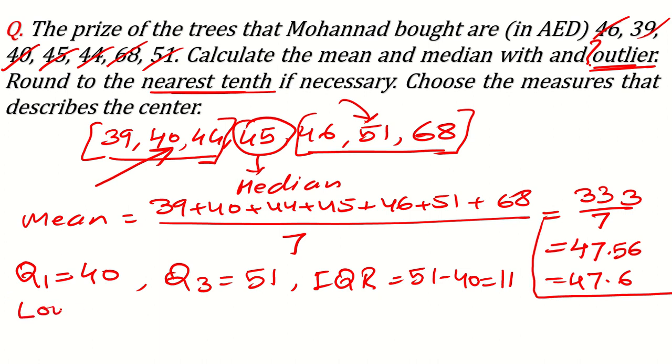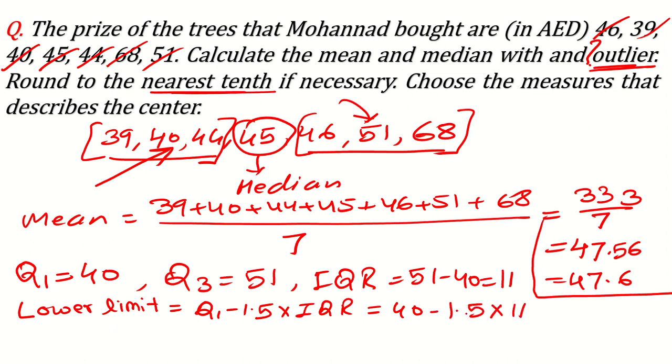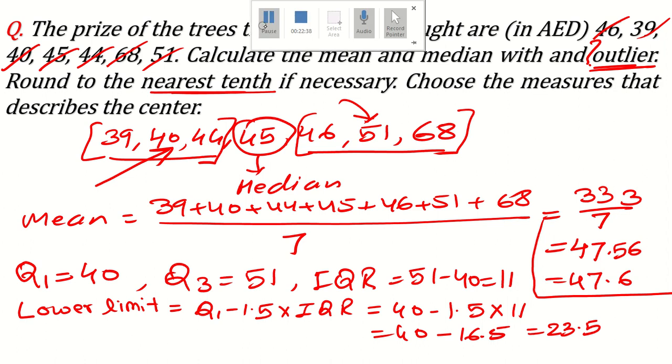Now the lower limit, what will be the lower limit here? Lower limit is equal to Q1 minus 1.5 times IQR, that is Q1 means 40 minus 1.5 times 11, that means 11 fives are 55 and 11 ones are 11 and 5, 16. So 40 minus 16 is 24, and 0.5 also, so 23.5. This is the lower limit. So any number below 23.5 will be an outlier.